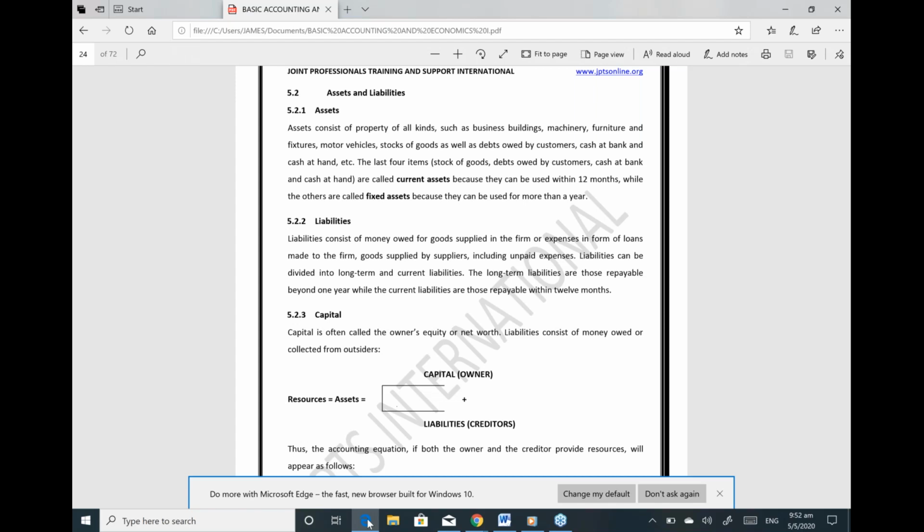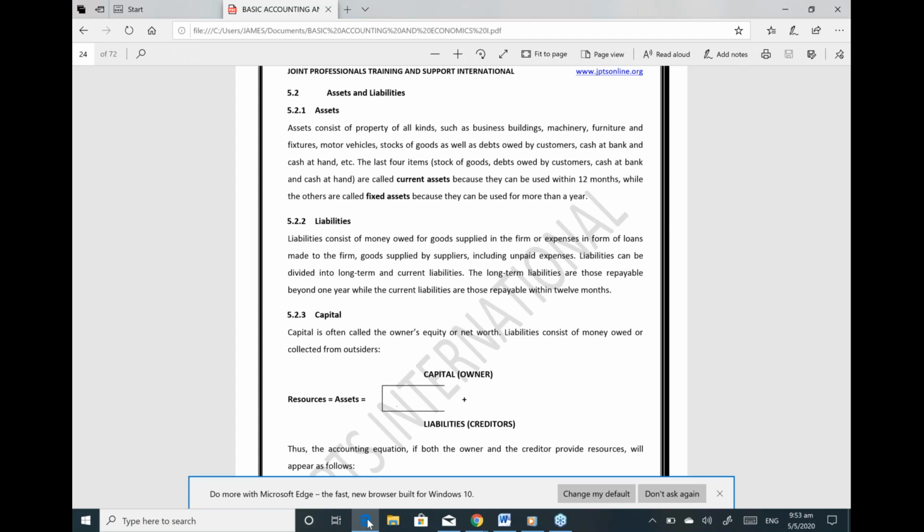Then we look at liability. Liability consists of money owed for goods supplied to the firm, or loans made to the firm, including unpaid expenses. Liabilities can be divided into long-term and current liabilities. The long-term liability can take about 2 years, 3 years, 4 years, even 5 years. Things like debentures, if you talk about debentures, they stay for so many years.